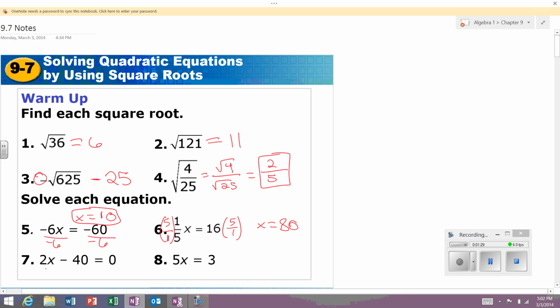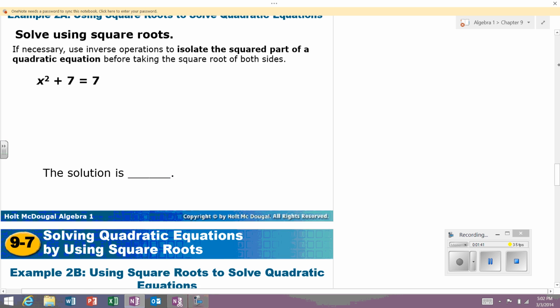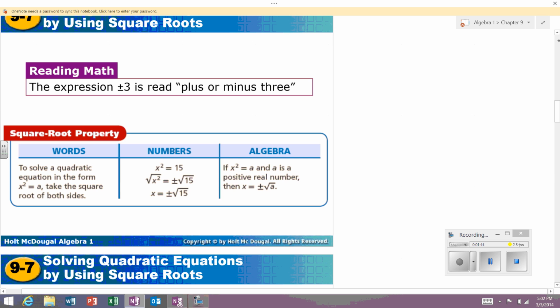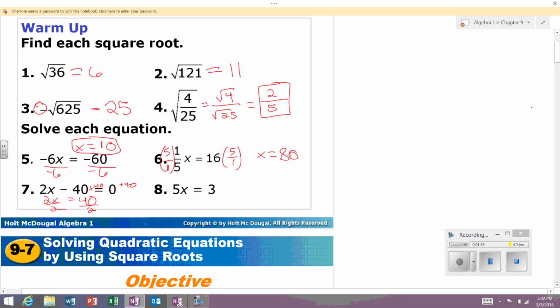Over here, I need to move this 40 over first. So if you wondered, I added 40 to both sides. And then I'm going to divide by 2. Move down. Ooh, I went way too far. Sorry about that. Okay, so when I divide 40 by 2, I get x equals 20. Okay, and then for this last one, I'm going to divide by 5. And you can just leave this as a fraction as 3 over 5. All right.